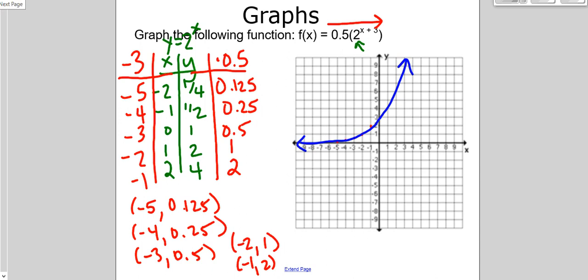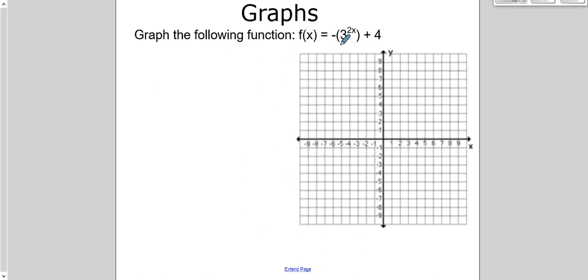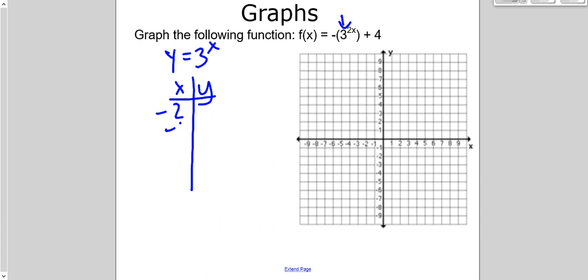Okay, let's keep going. Let's try another one. So -3 to the 2x plus 4. So again, we're looking for our base, and our base is right there, 3 to the x. So I'm going to create my table of values, -2, -1, 0, 1, 2. And I'm going to use 3 to the x.